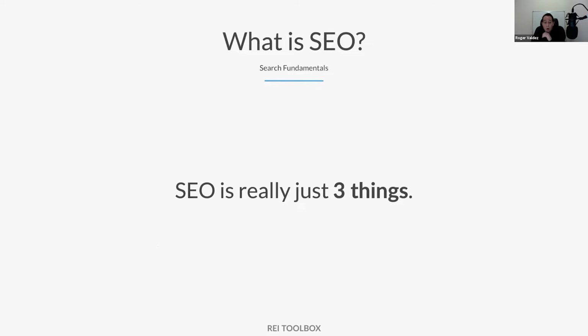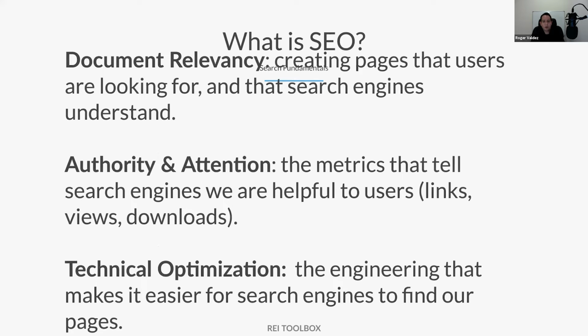Okay. So SEO really comes down to three things. I apologize, my slide did something funny here, but it's okay. It comes down to three things: document relevancy, authority and attention, and technical optimization. We'll be covering all three of these sections here. So document relevance: creating pages that users are looking for and that search engines understand. Your city pages, right? Those are very important pages that you have to create that your users want to find. They have important information. Your service pages and blog posts are all documents, and those have to be relevant, right?